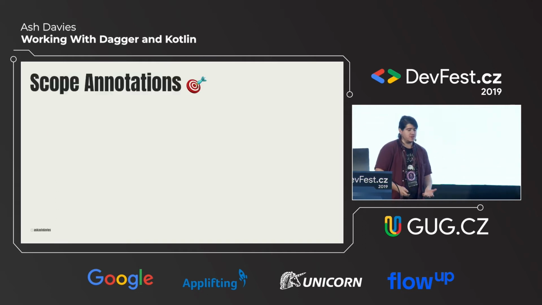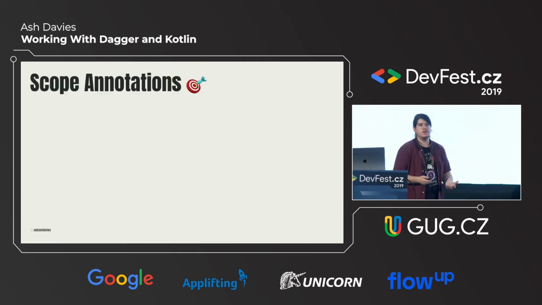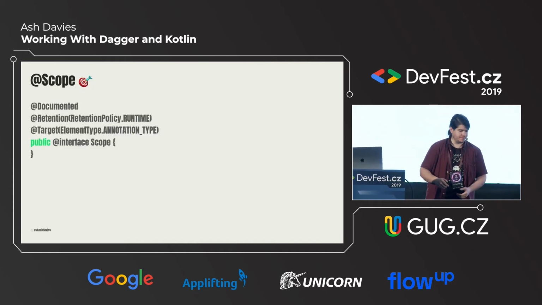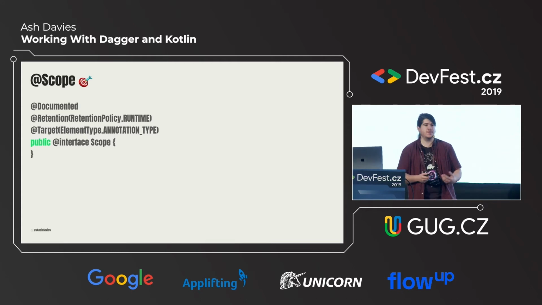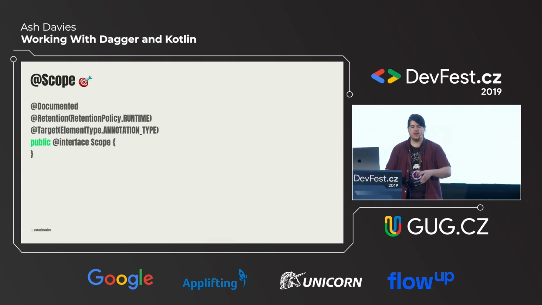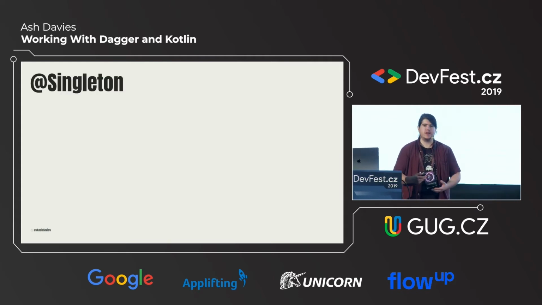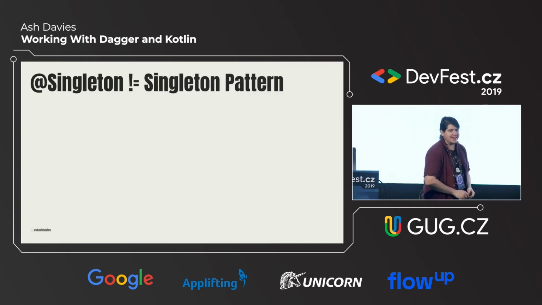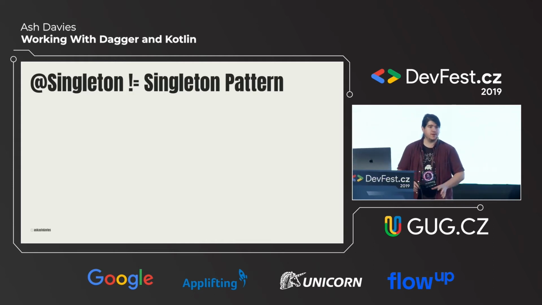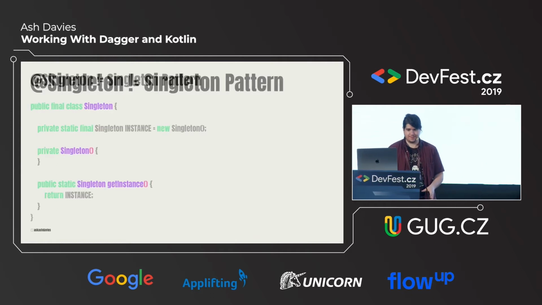So you have scope annotations as well. You might be familiar with these if you've ever used things like Singleton or Scope on your class. It looks a bit like this. You have the documented and retention annotation, pretty straightforward, and then you just apply this to whatever dependency you have. Like I said, if you've used Singleton before, you probably are familiar with this, but it's really important to remember that Singleton does not equal the singleton pattern. These are two different things. Though it is often conflated and confused, these are different things entirely.